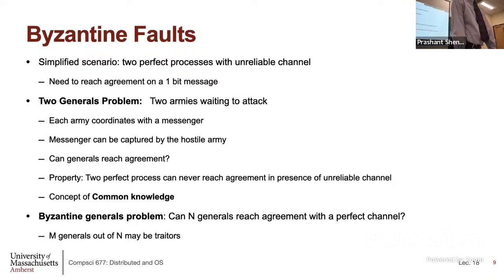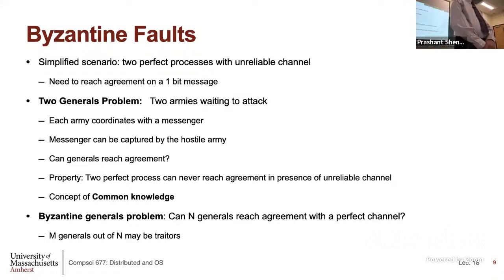And the two generals say, yes, we can now launch an attack. So the question now is, how does the second army know that the ACK was received? Because it has to know that the ACK was received, otherwise it can't launch an attack, because you don't know that the other army now knows that you got the message and the ACK was received. So now what?